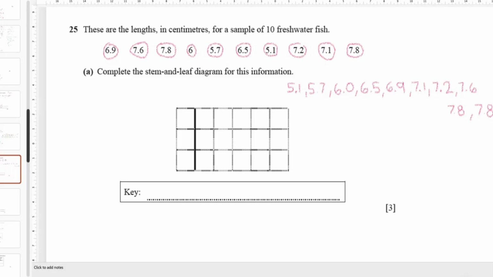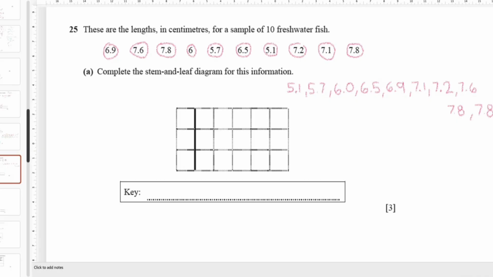Step 2, decide on the stems and leaves. So the stem will be the whole number part, for example, 5, 6, and 7. And the leaf will be the first decimal digit, for example, 0, 1, 2, and it goes all the way to 9.